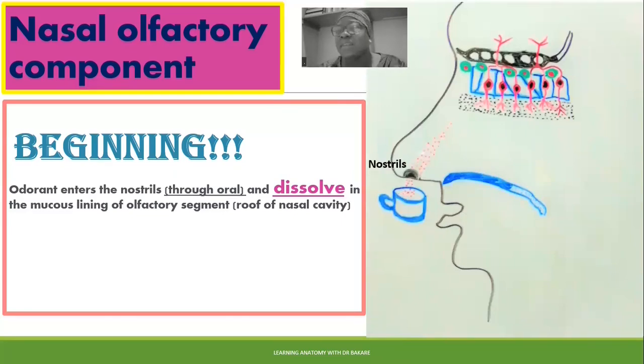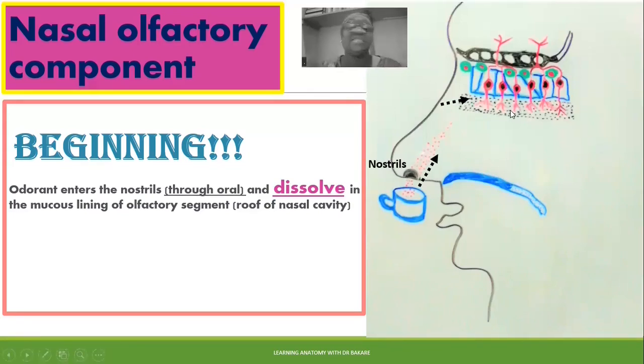So this is where we have the nose rays through which the odorant pass through before it can get access into the olfactory segment of the nasal cavity. So you also have it being directed and dissolving into the mucus of the olfactory segment of the nasal cavity. This odorant will need to dissolve so that there will be easy trapping of the particles by the olfactory receptors.